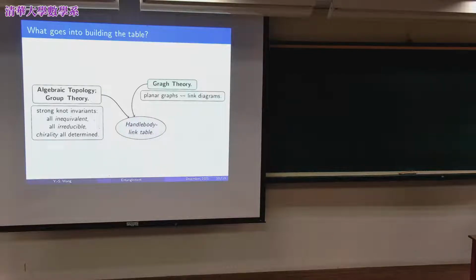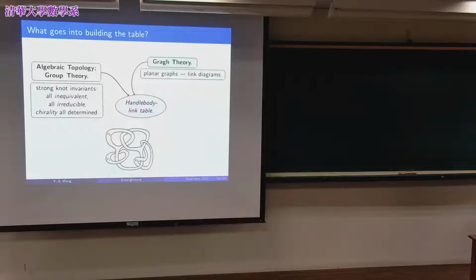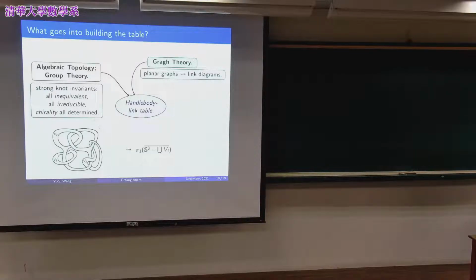But, by the way, I should show you what kind of invariant we are interested in, because the professor has just asked about the difference between classical knot theory and handle-body link theory. One big difference is that we don't have many polynomial invariants in handle-body link theory. But in this case, we still can consider the fundamental group. So this is a handle-body link. It has 3 components. We can consider its complement and consider the fundamental group. But this is too weak.